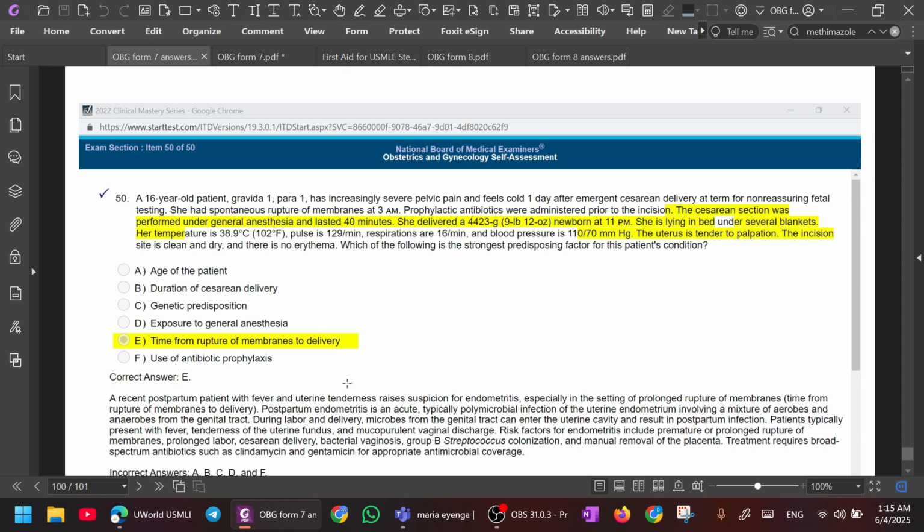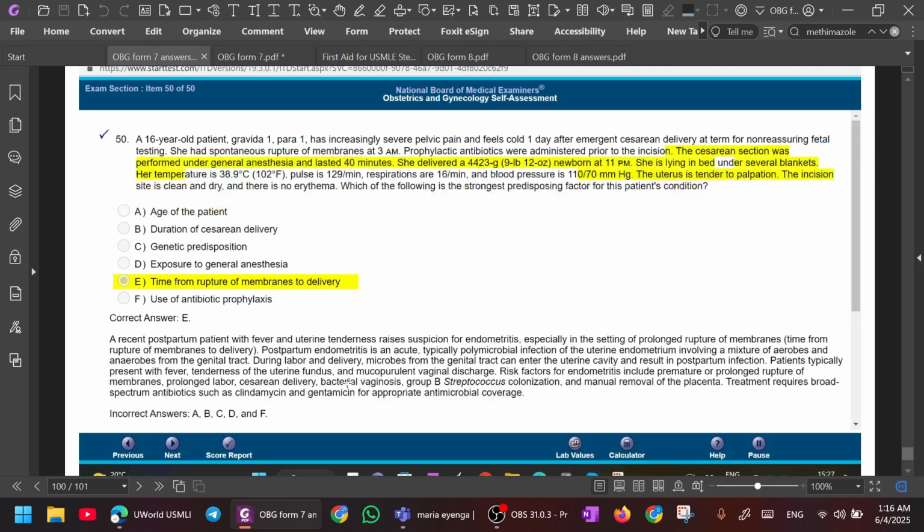Okay, what is your diagnosis? I don't know. That could be endometritis or something like that. Yes, you told me yesterday: if it is before or during delivery, it is chorioamnionitis if associated with fever, and if it is after delivery, it may be endometritis. But they're not asking for the diagnosis here. They're saying that the answer is the time from rupture of membranes to delivery. But she ruptured the membranes at 3 a.m. and delivered at 11, so how many hours was it? Prolonged rupture is more than 18 hours. Okay, so 3 to 11 is 18 hours. It's more than 18 hours.